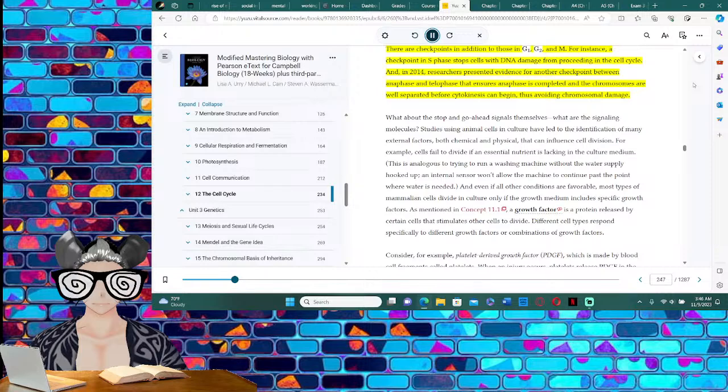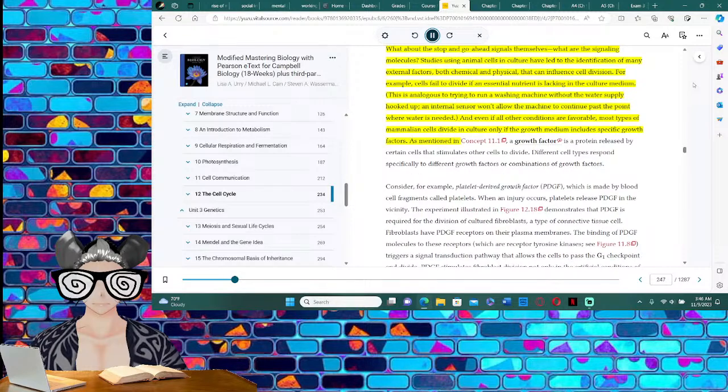And, in 2014, researchers presented evidence for another checkpoint between anaphase and telophase that ensures anaphase is completed and the chromosomes are well separated before cytokinesis can begin, thus avoiding chromosomal damage. What about the stop and go ahead signals themselves? What are the signaling molecules?